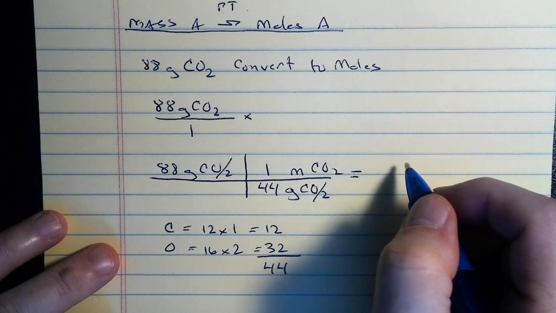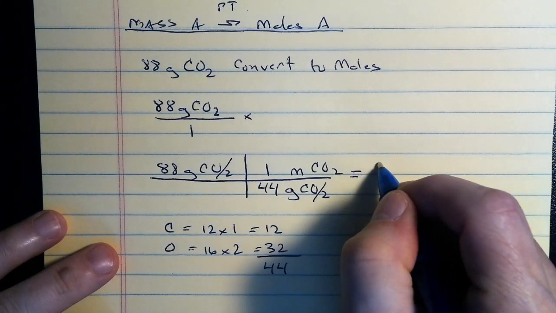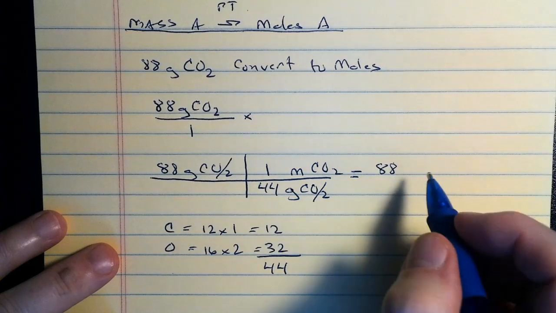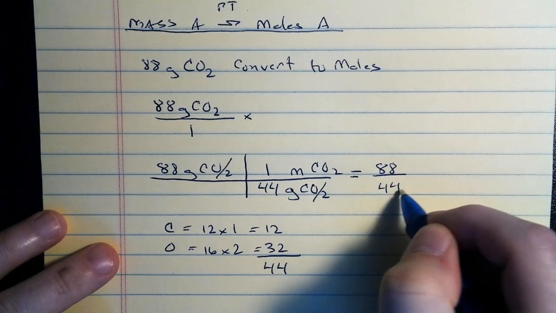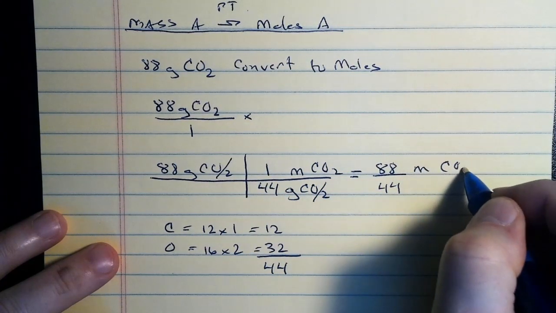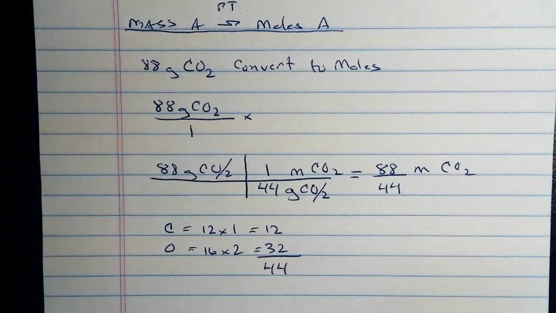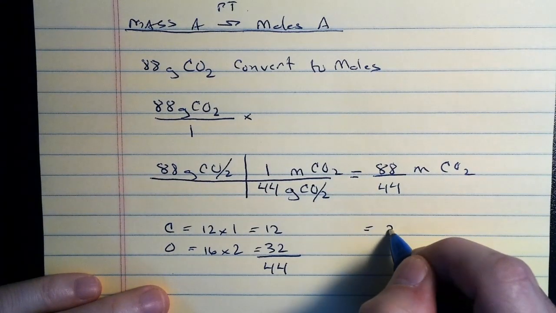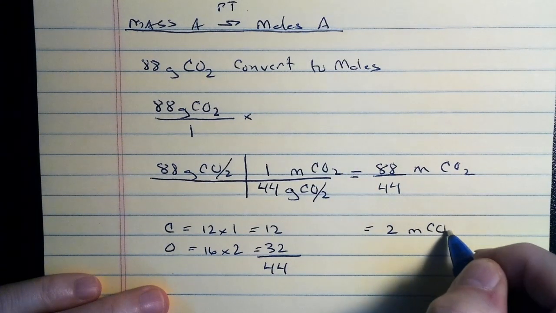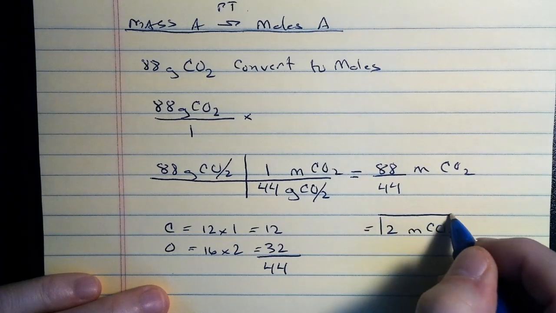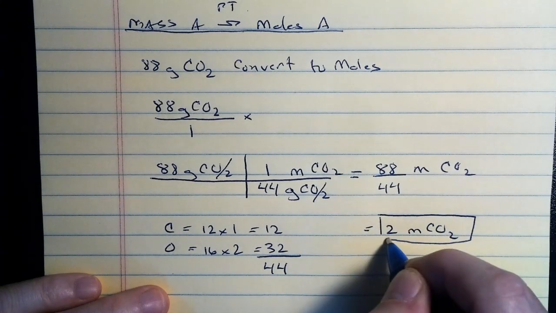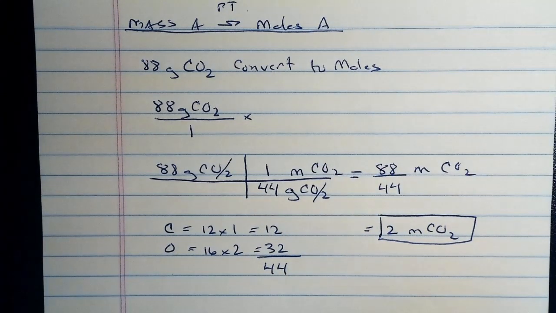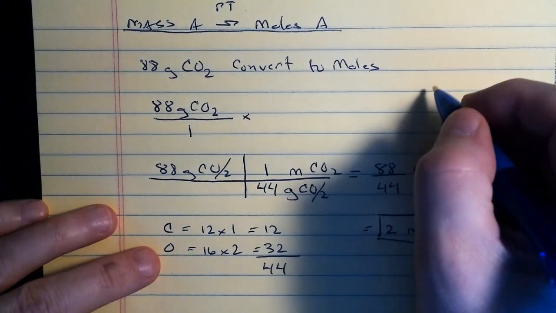And so I want you to pull your numbers over. 88, the ones will drop out, over 44, and we're in moles of CO2. And just like in any good math problem, I want you to reduce. So of course this is equal to 2 moles of CO2. Go ahead and put a nice little rectangle around your answer like that. And you've seen this type of problem work before. That's a one-step problem. It's one step.